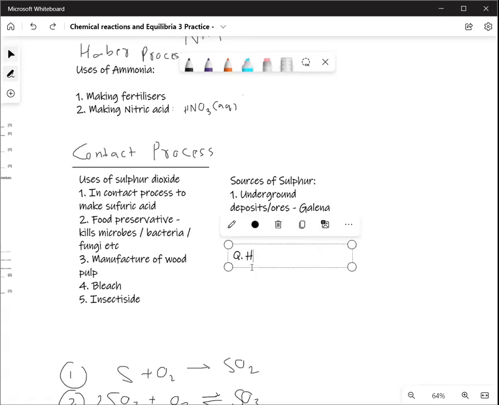Now, one more thing you should know is, write this down. Why is sulfur trioxide not directly added to water in contact process?